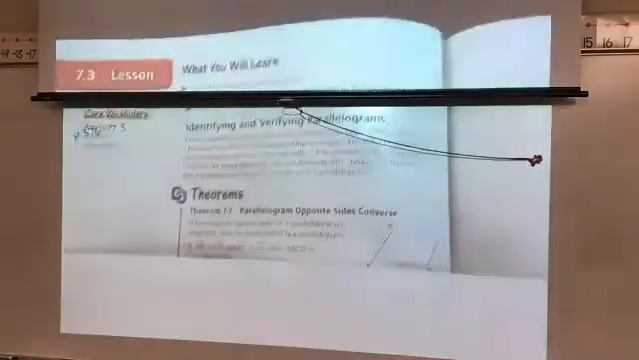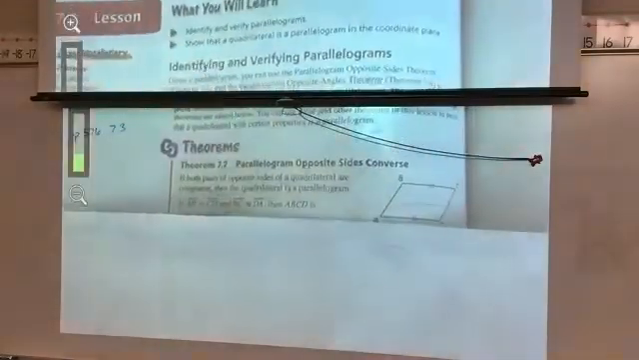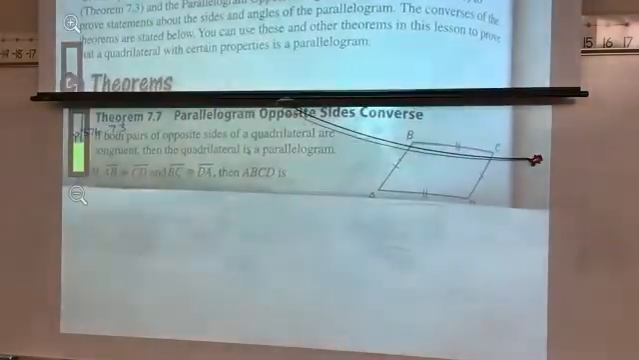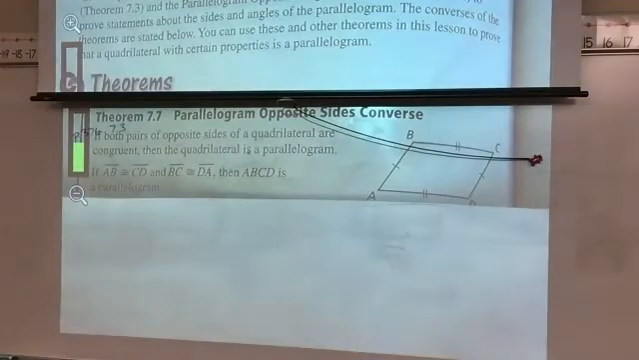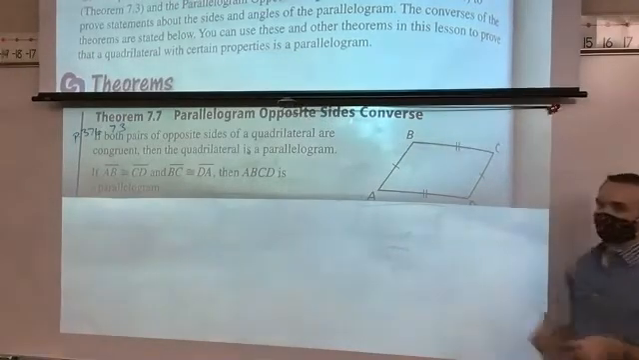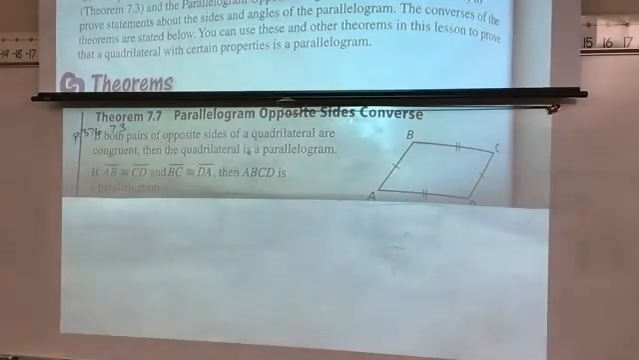Well, converse, remember, we switch the hypothesis and conclusion. So today, all your conclusions are going to be the same. So all your conclusions today are going to say, then the quadrilateral is a parallelogram. So we are proving that we have parallelograms now.